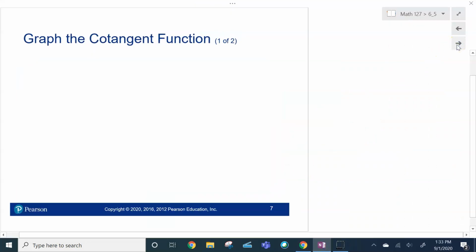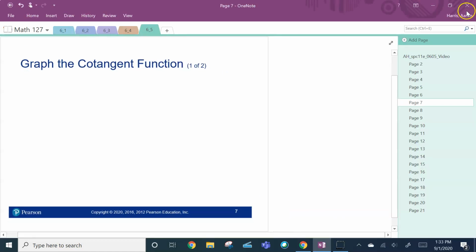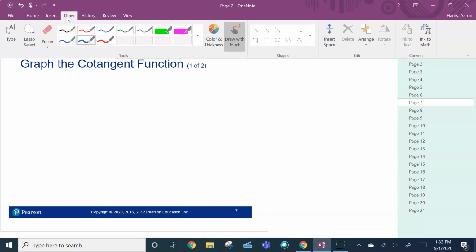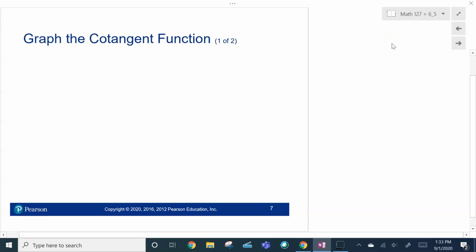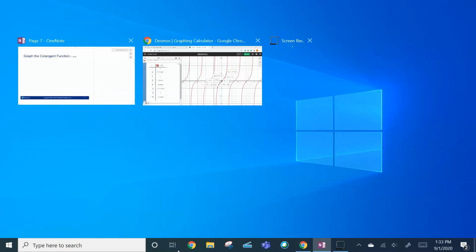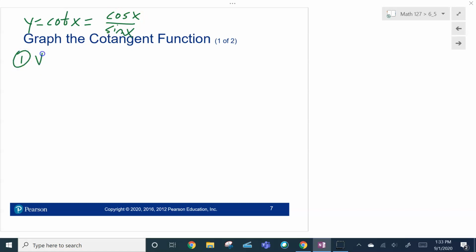That's enough with the tangent. Let's get to the cotangent function now. The cotangent is the cosine over the sine. So here we want to think about, number one, what are our vertical asymptotes? In other words, where is this undefined?